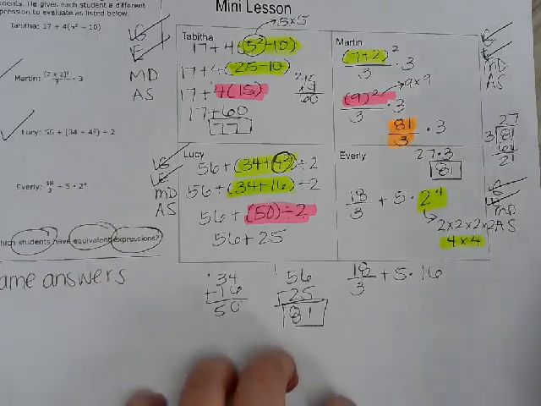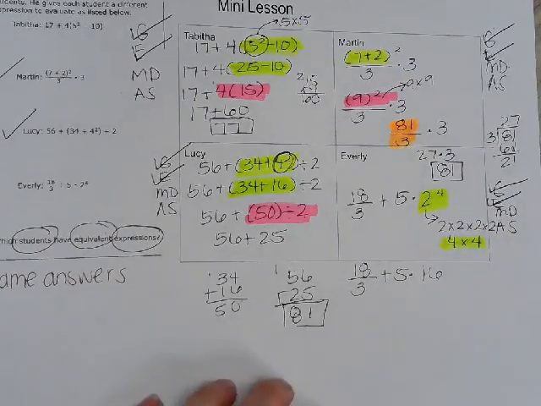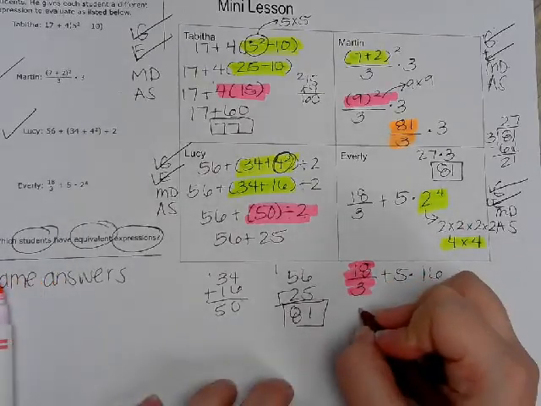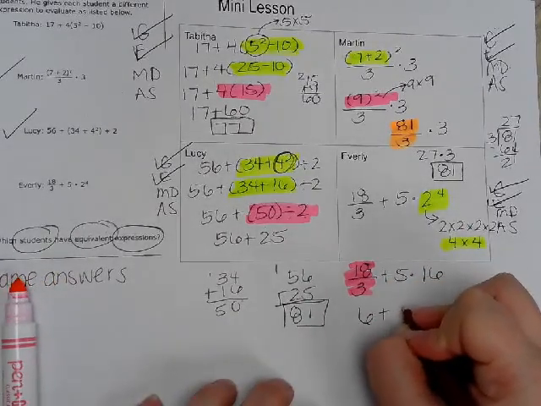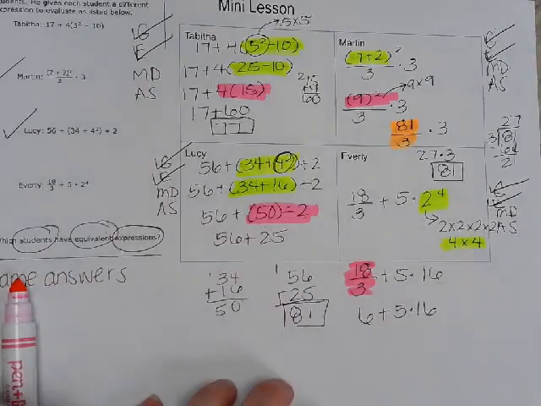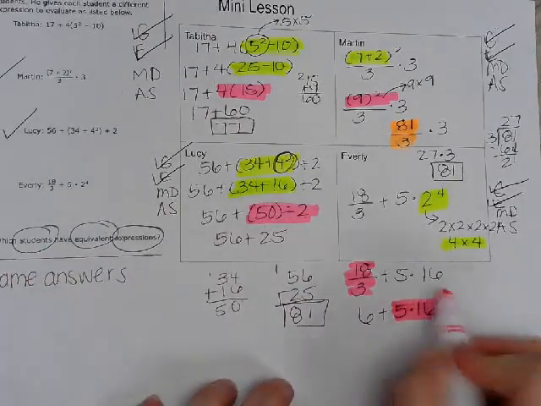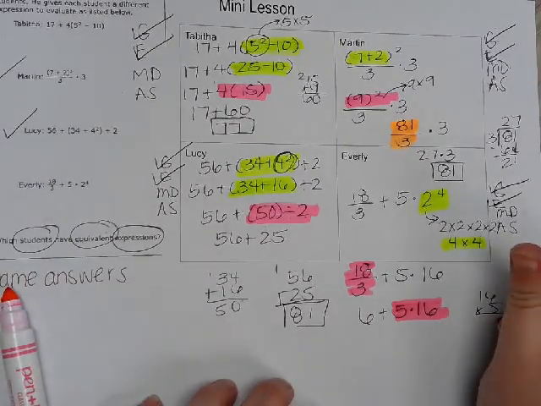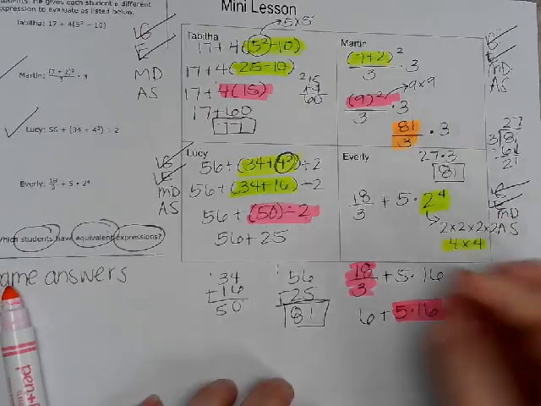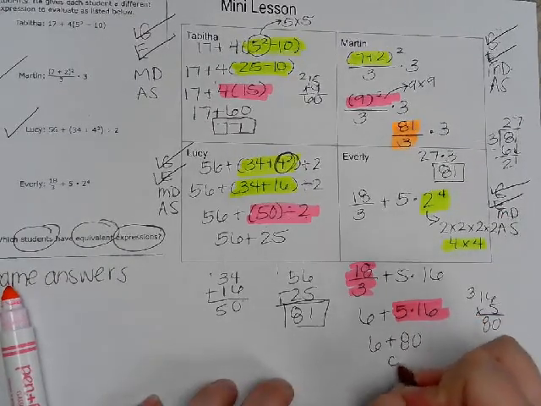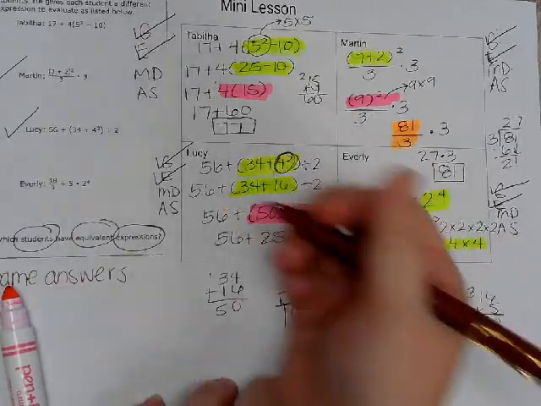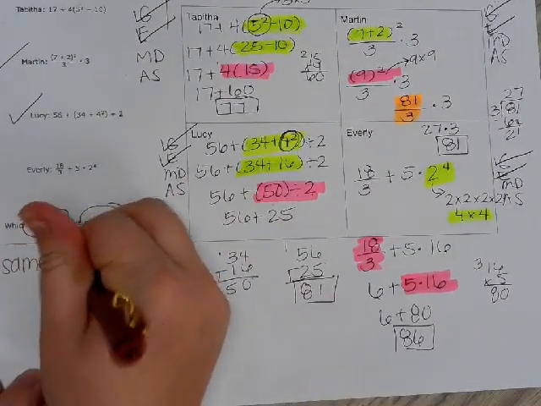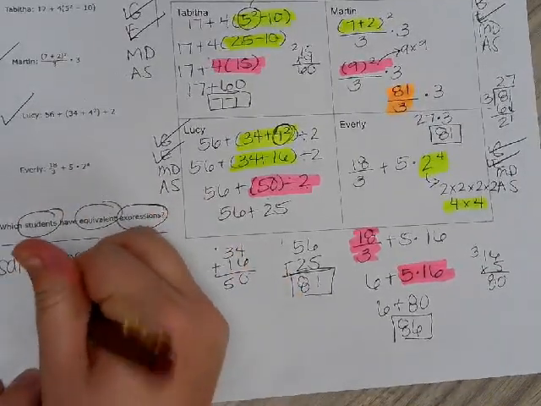Alright, now multiplication and division. Remember, we go from left to right. So I'm going to do 18 divided by 3 first. So 6 plus 5 times 16. 5 times 16 is 80. So we have 6 plus 80. That gets me 86. So my two people who have the same answers are going to be Martin and Lucy.